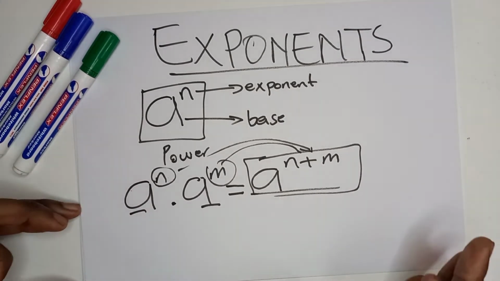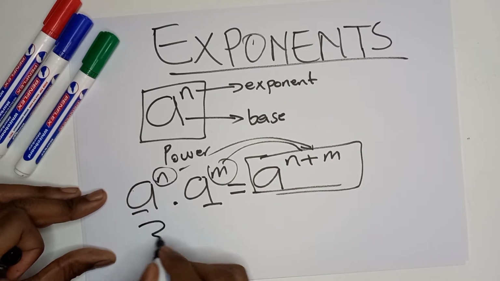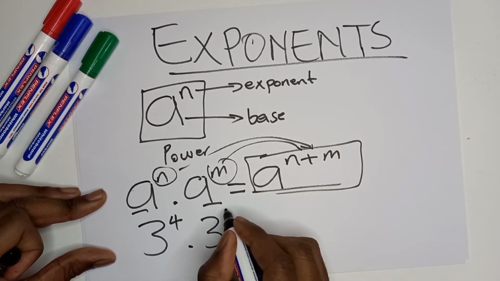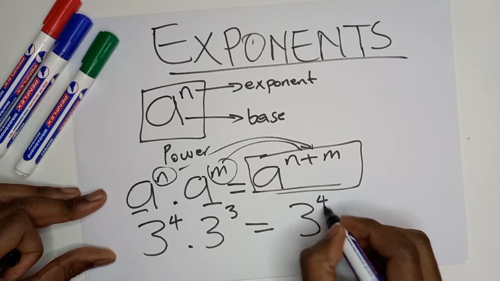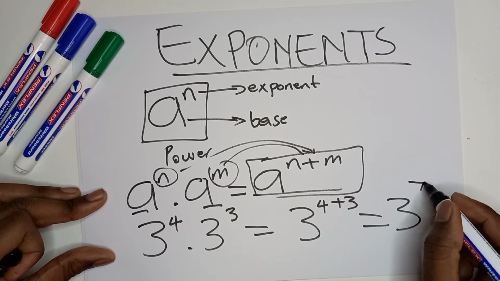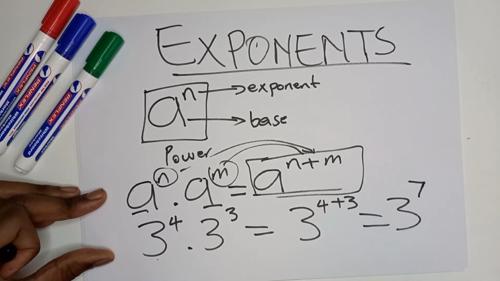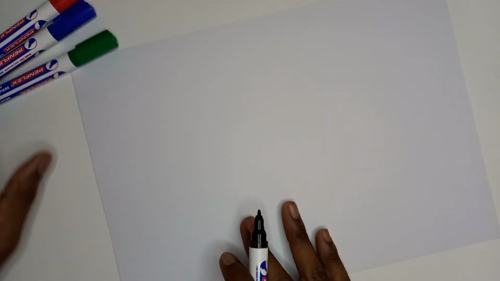If we look at an example, say you have 3 to the exponent of 4 multiplied by 3 to the exponent of 3. This will simply be 3 to the exponent of 4 plus 3, which is 3 to the exponent of 7. So you've simplified something like that to that. Right. Now the next law that we're going to deal with is the division law.